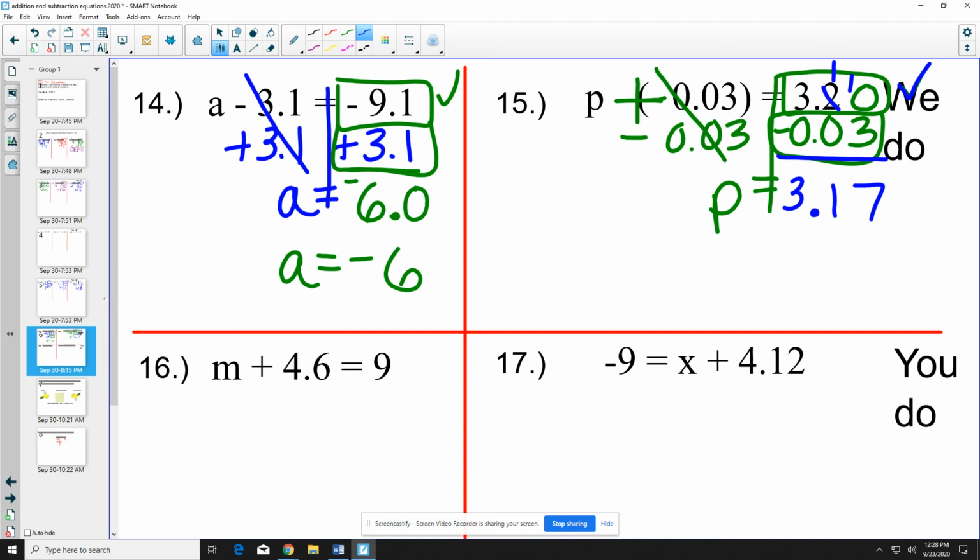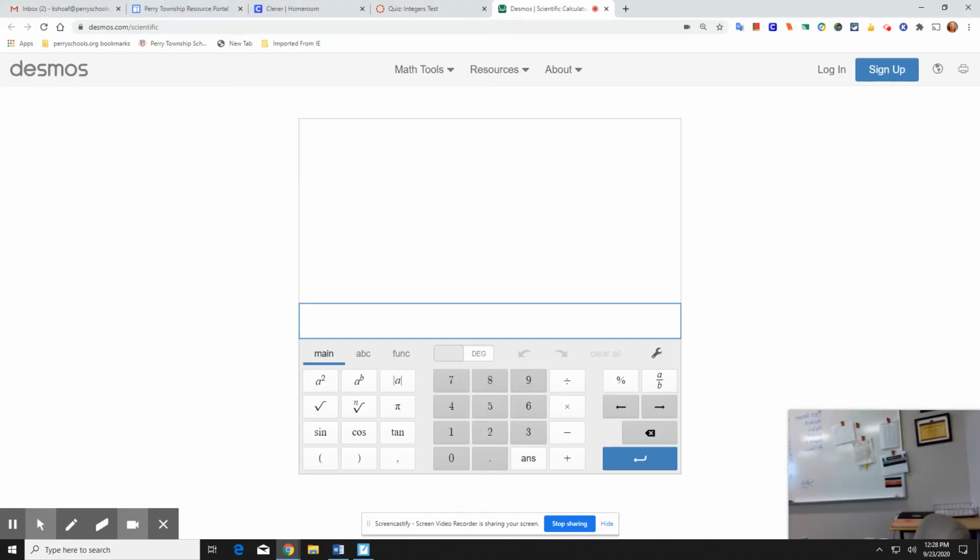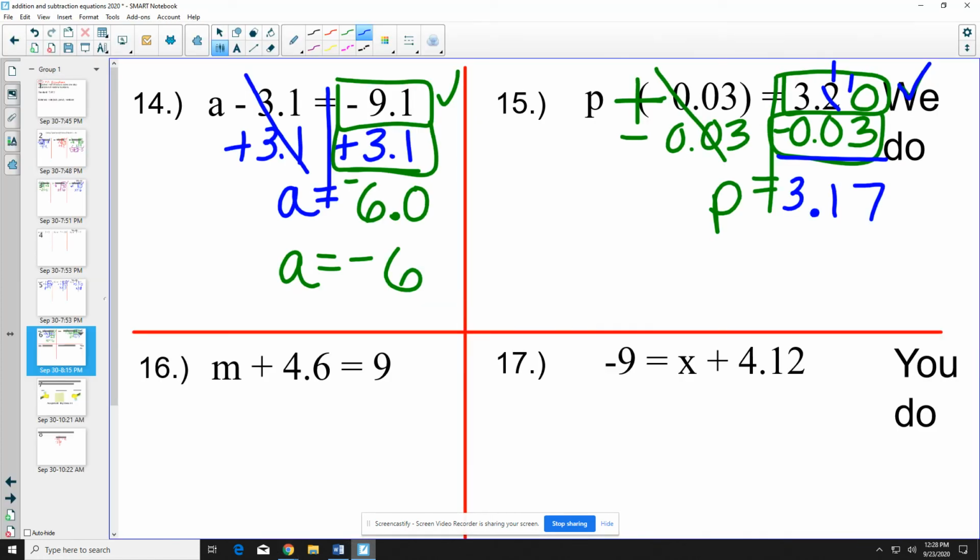Okay. When you do your work, you can check your decimal problems with a calculator. If you go to my home page and click on that calculator, you can put in 3.2 minus 0.03 and check to make sure it's 3.17. Okay, so it is okay to double check your answers with the calculator as long as you show your steps.